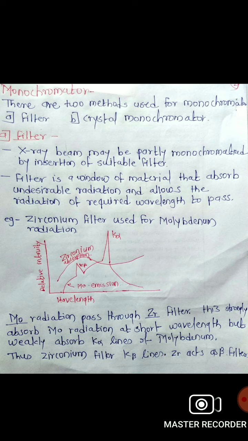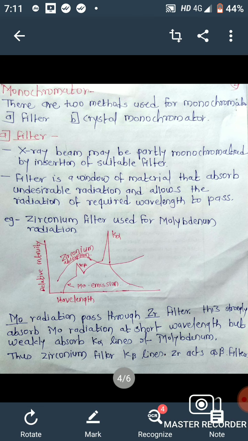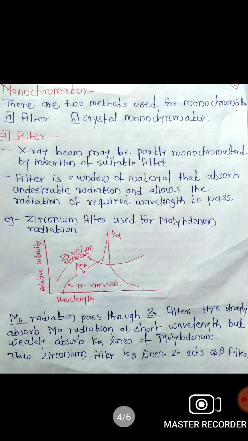This is the beta filter. Zirconium filter acts as a beta filter for the molybdenum radiation. When molybdenum radiation passes through the zirconium filter, it strongly absorbs molybdenum radiation at short wavelength but weakly absorbs the K alpha line of molybdenum, that is, it passes the K alpha radiation, and therefore the zirconium filters the K beta lines and gives only the radiation peak for the K alpha.